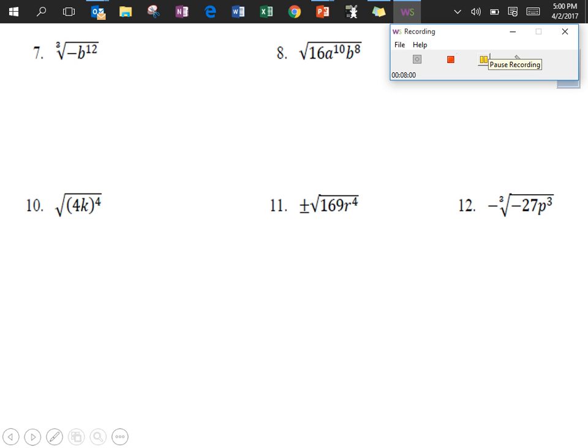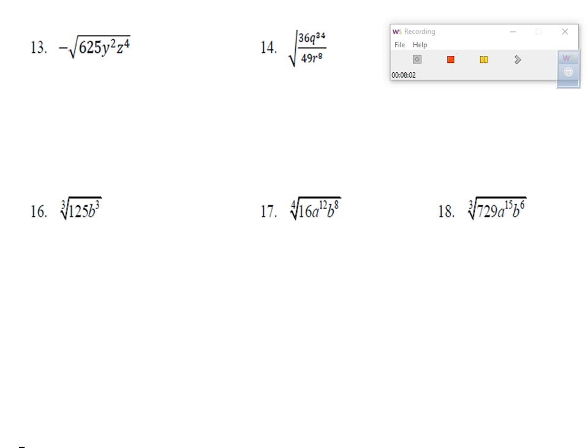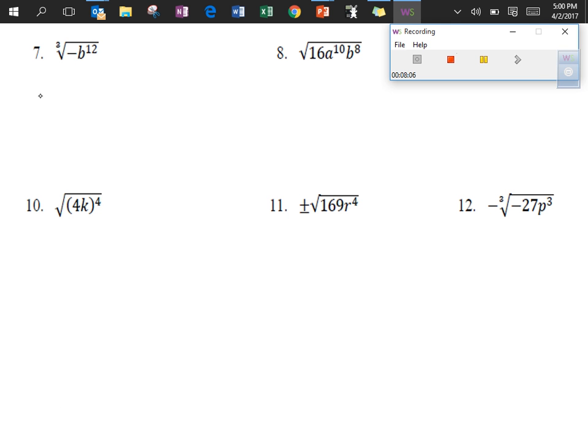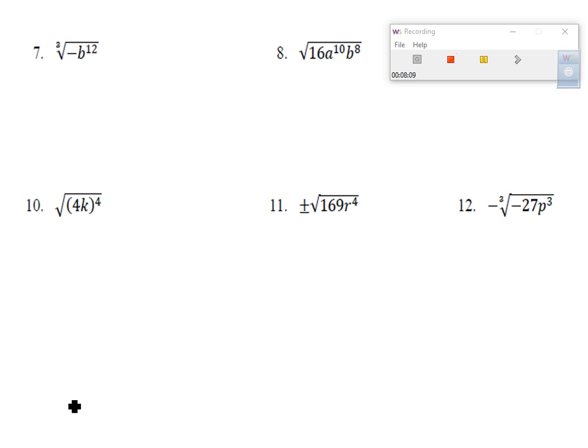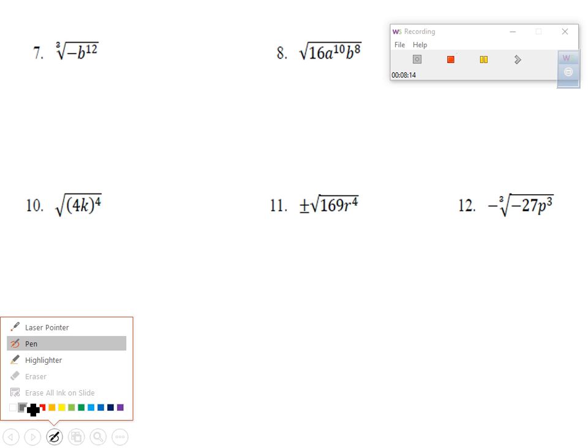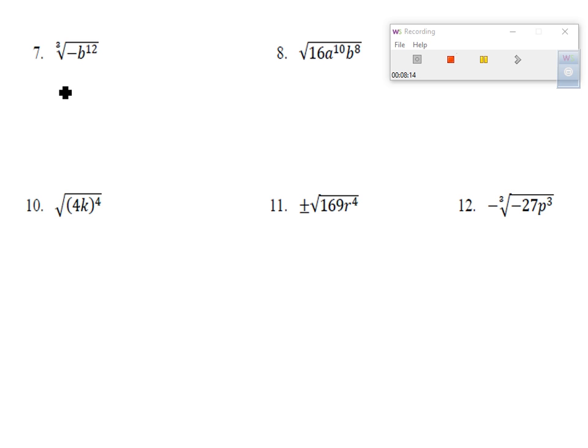So here goes your number 7. Whoops, let me get back there. So hopefully I'm back. My pen's messing with me here. So, looks like my number 7 is going to be, I've got 12 divided by 3, so I've got the opposite of, because there's a negative right there, b to the 4th.